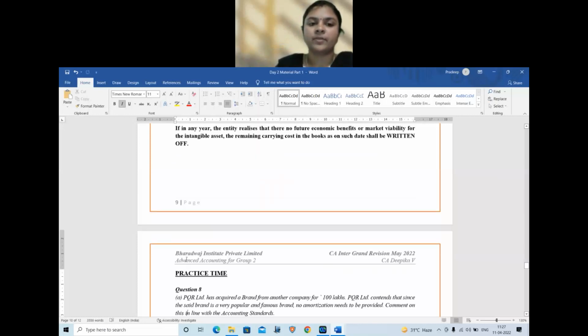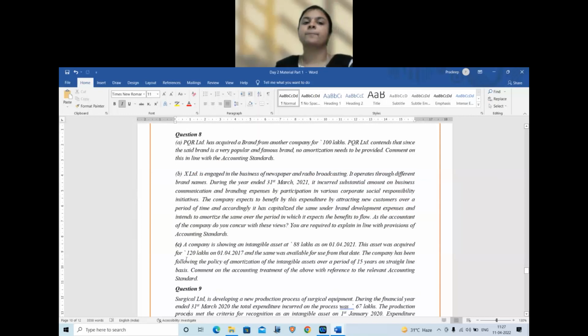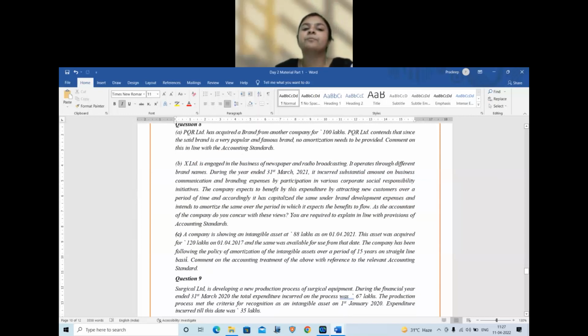Question number 8. PQR Limited has acquired a brand from another company for 100 lakhs. So it is a brand that is purchased. It contends that the brand is very popular and famous, so no amortization can be provided. Is it agreeable? No. As per AS 26, amortization has to be provided for intangibles over a uniform period. And the standard assumes that the maximum prescribed useful life is 10 years.